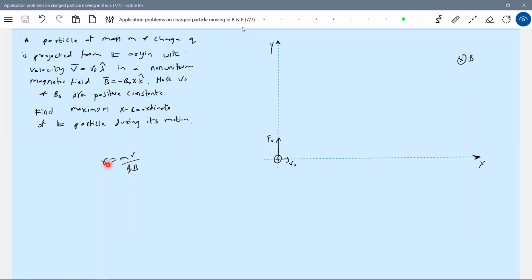Suppose this radius is somewhere here. So will it be a circular path? No, it cannot be a circular path here because R is variable now. So it's going to describe some curved path.